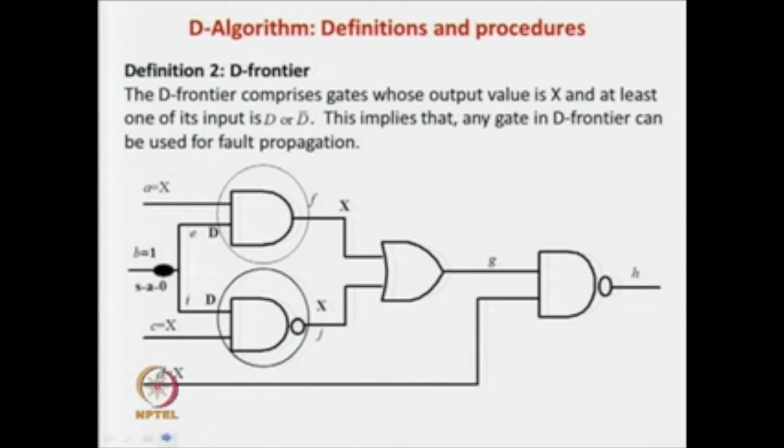Now, we go for the second definition, that is called the D frontier. All these definitions we are looking at will be required in the formal representation of the D algorithm. So, now what is a D frontier?